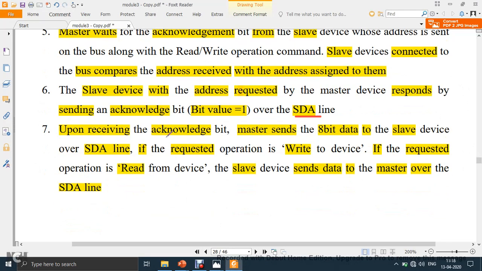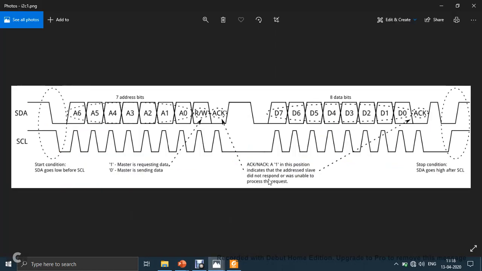So next, upon receiving the acknowledgement, master sends 8 bits of data to the slave. Okay, so over the SDA line. It will send 8 bits of data, and it is serial communication, remember, 1 bit at a time. If it is a write operation, then the master sends the data to the slave, and if it is a read operation, then the slave sends the data to the master. On which line? SDA line. All the data communication takes place on the SDA line. You can see the 8 bits of data communicated depending on whether it is read or write. Again, the MSB of the data is sent first and then the LSB.